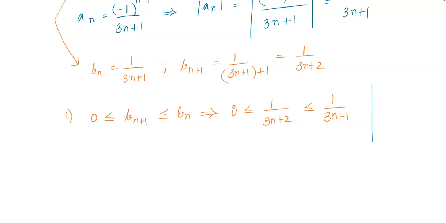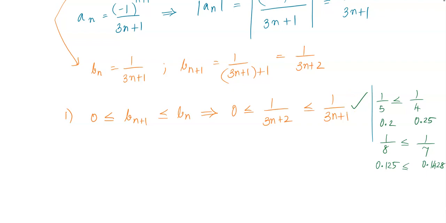When n is 1, it will be 1 over 3 plus 2, which is 5, less than or equal to 1 over 4. You know that 1 over 5 is 0.2 and 1 over 4 is 0.25, so 0.2 is less than 0.25, that's looking good. Then try when n is 2. When n is 2, 3 times 2 is 6, 6 plus 2 is 8, and 6 plus 1 is 7. So 1 over 8 is 0.125, and 1 over 7 is 0.1428. And so you have again the condition working, since 0.125 is smaller than 1/7. The condition is looking good.